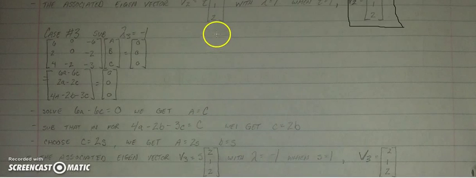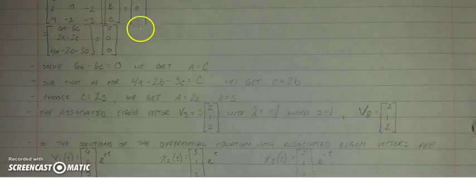One more time for case 3. Do the same thing again. Going to sub in the eigenvalue 3 equals -1. We get this as our matrix. Boil it down to get this.